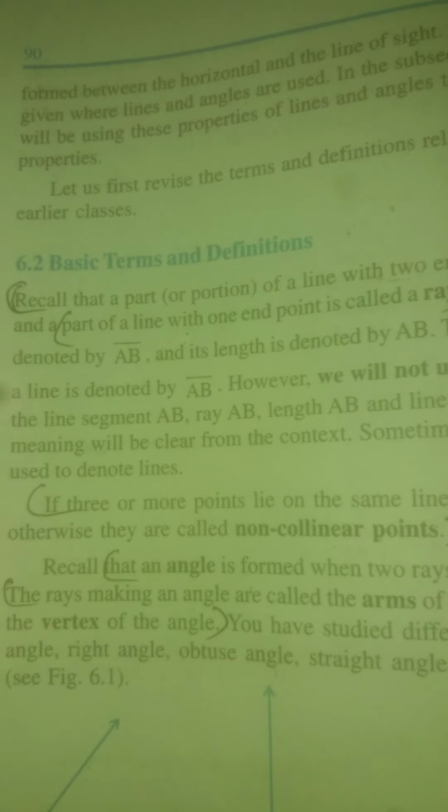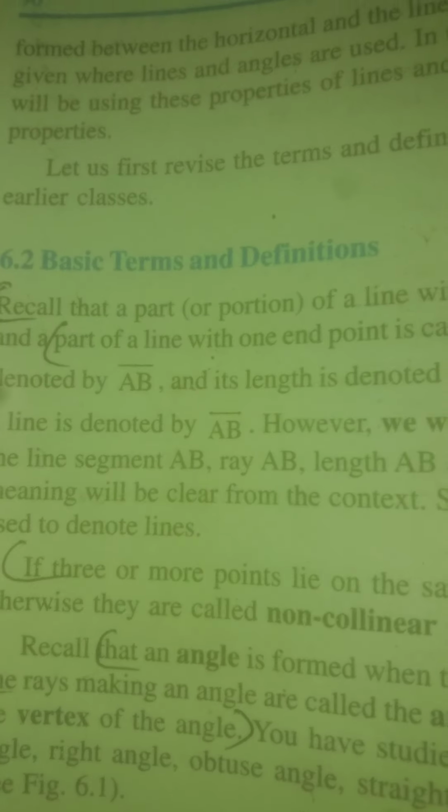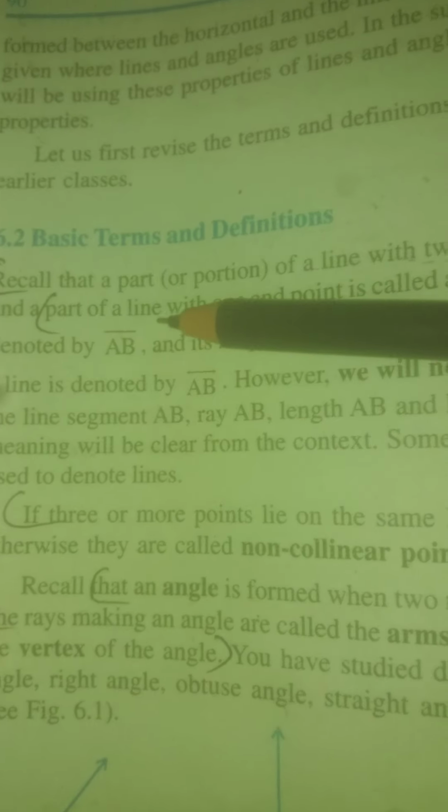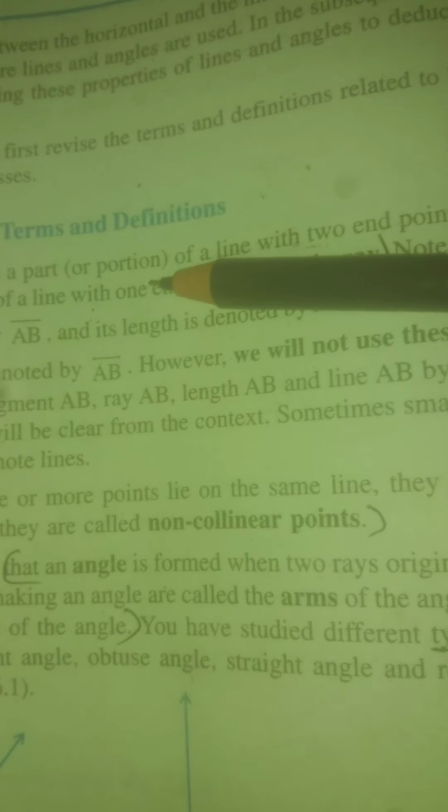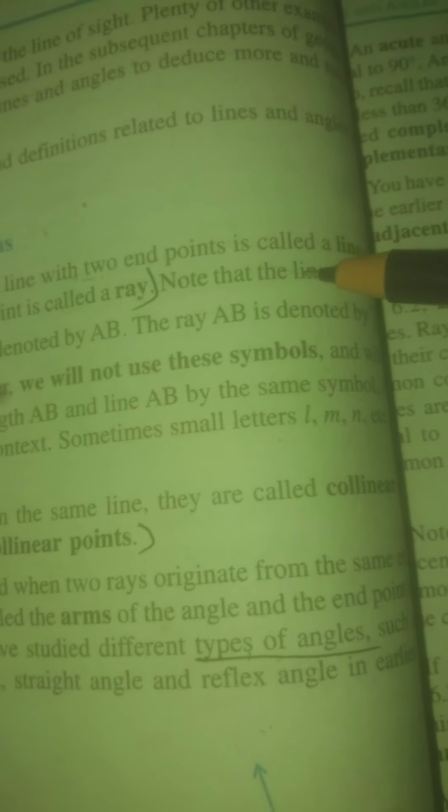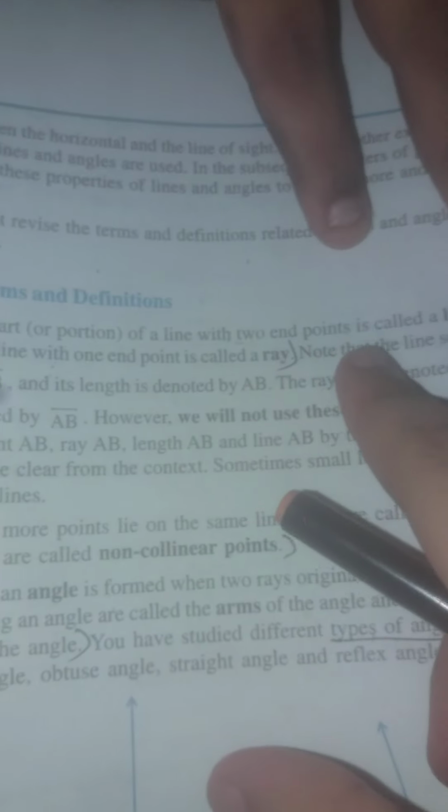Hi guys, today I'm going to share with you one verse of Chapter 6, Lines and Angles. You can see 6.2, Basic Terms and Definitions. Recall that a part or portion of a line with two ends is called a line segment. The part of a line with two end points is called a line segment.